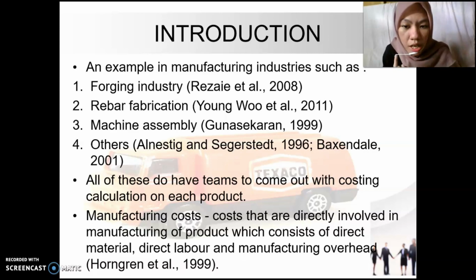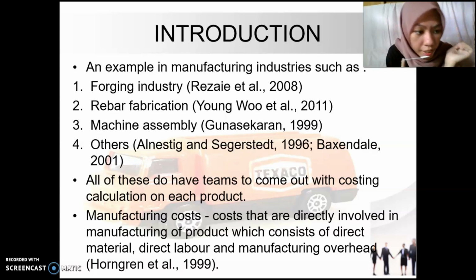The next one I am going to define is manufacturing cost. Manufacturing cost is the costs that are directly involved in the manufacturing of a product, which consists of direct material, direct labor, and manufacturing overhead, by Hong Ren et al.